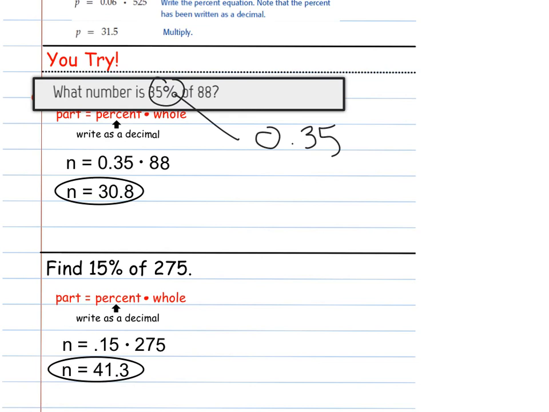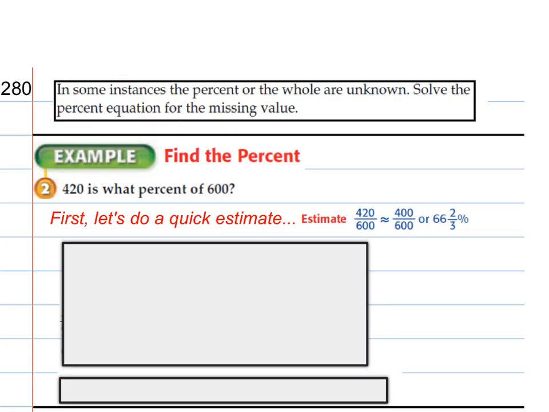We're going to find 15% of 275 using our percent equation of part equals percent as a decimal times the whole. 15% is 0.15. So we're going to take our percent 0.15 times our whole of 275 to get our part of 41.25.